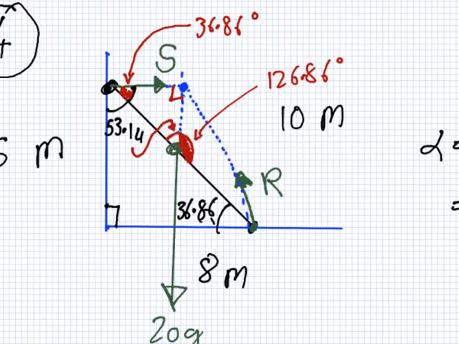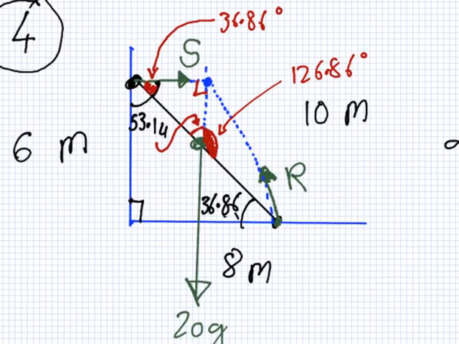36.86. This is 90, so you know this angle is 90 minus 36.86, which is 53.14. Now, what else can we know? Can we know this angle here? Minus 90. Very good, minus 90. So we know that this angle up here is 36.86 degrees.